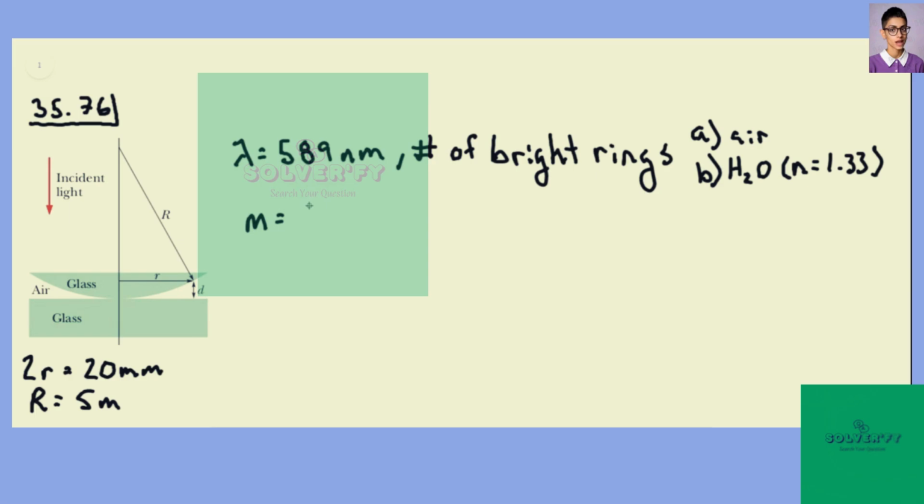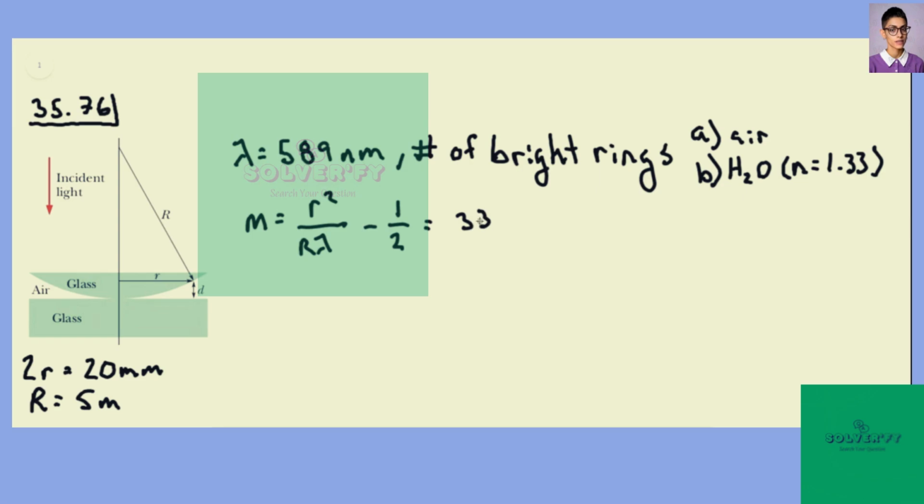So in problem 75, you will have derived this expression, which is that m, the index of the last ring, is little r squared divided by r, the radius of curvature, times lambda, minus 1/2. It's important to note this starts at 0, so the number we get for this will be actually 1 greater. And you need to round this number down.